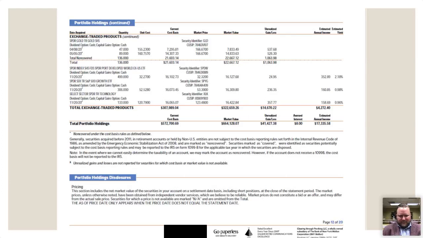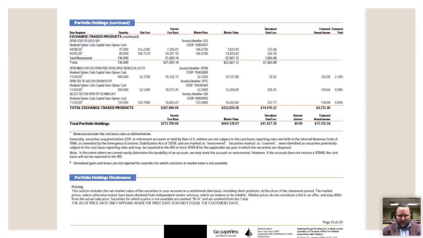So that means this account has $41,427.38 of unrealized gains. If there were losses, it would show a minus. So that kind of shows you, since you've had this account, how much it's made across time.